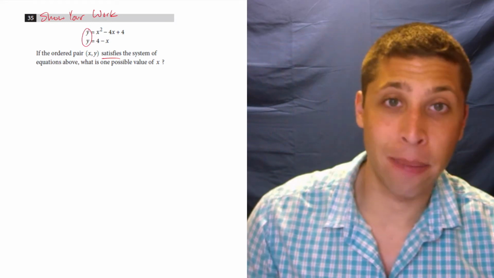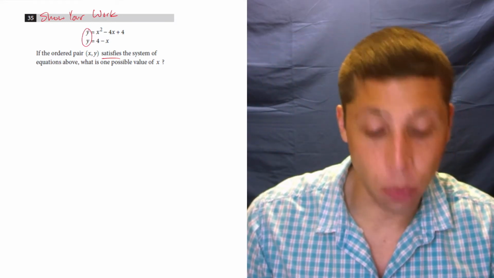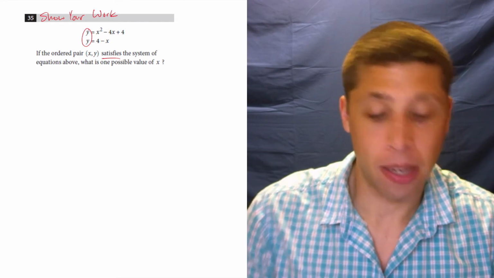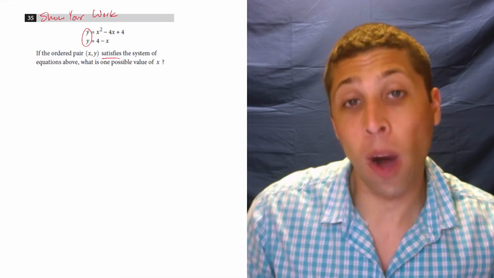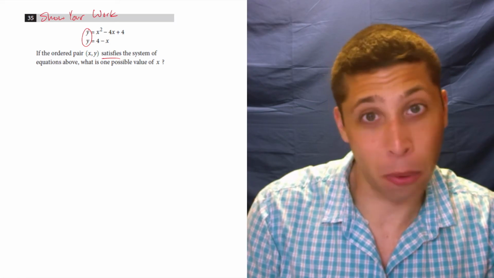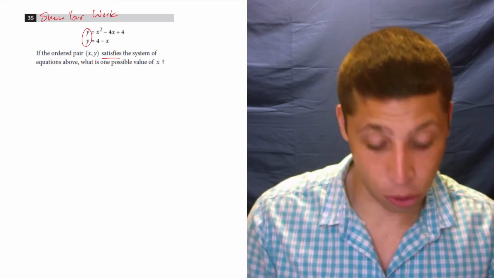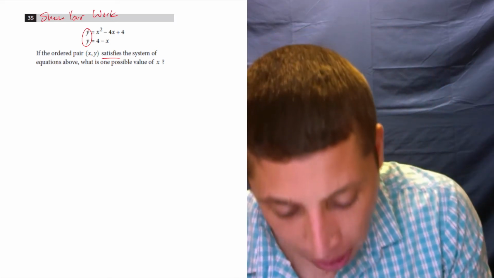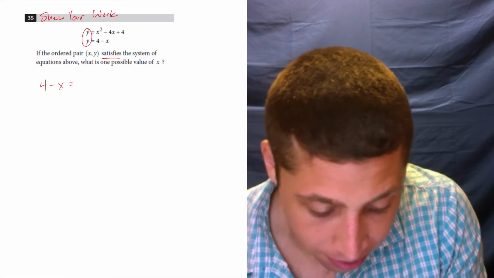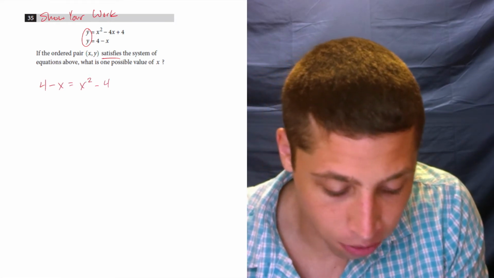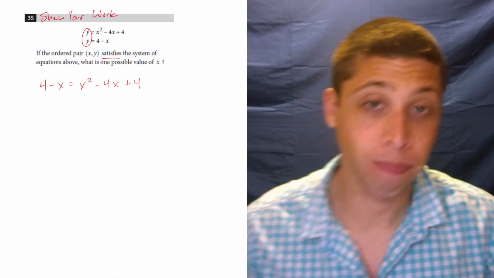The fact that both of these equations are set equal to y is really convenient because that means that since the y's will be equal at whatever the point of intersection is, we can set these two equations equal to each other. So that means that 4 minus x is equal to x squared minus 4x plus 4.